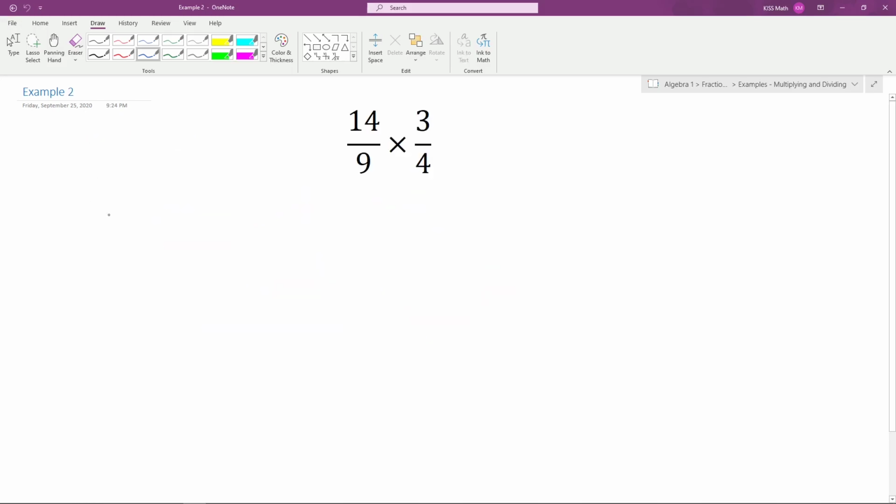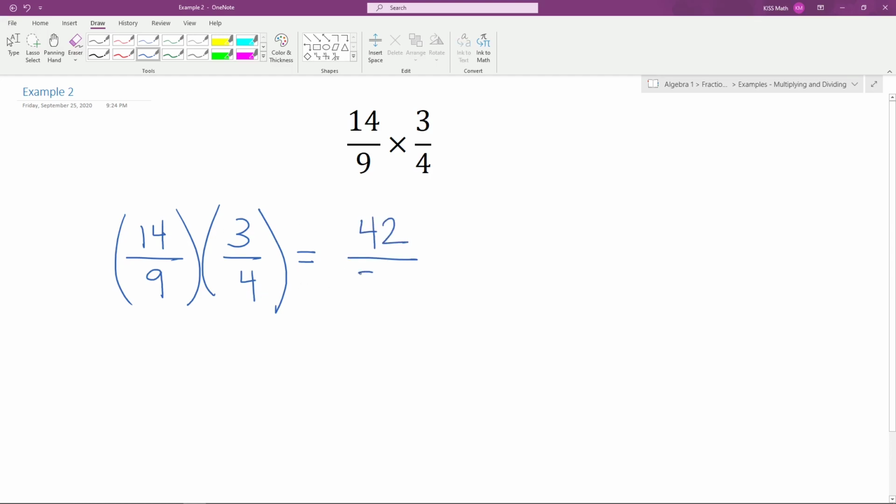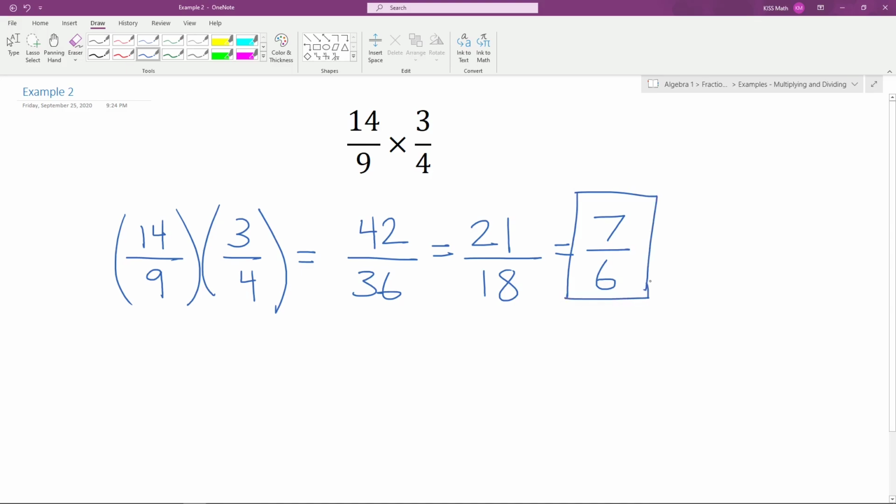Alright, so here's the next example. We have 14 over 9 times 3 over 4. Now we can multiply across, so 14 times 3, that would be 42, divided by 9 times 4, which is 36. If I divide both by 2, I would get 21 over 18. And then if I try and divide both the top and bottom by 3, I would get 7 over 6. And I can't reduce any further, so this would be my final answer.